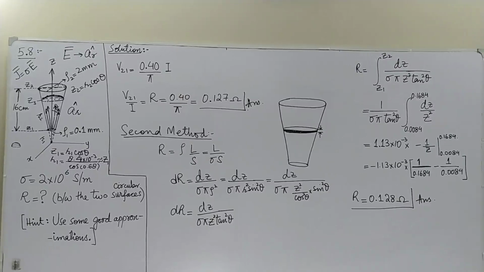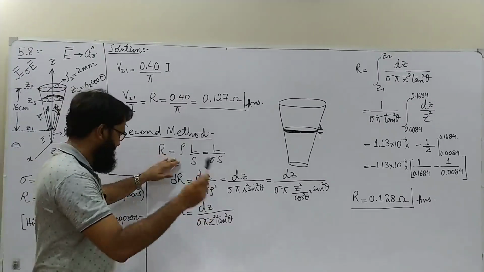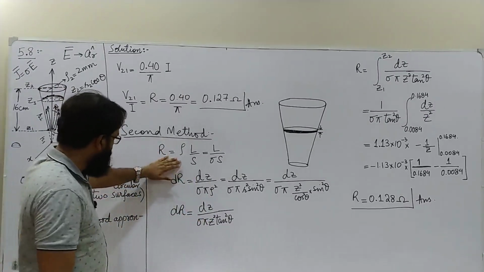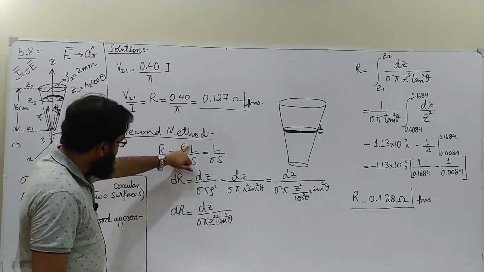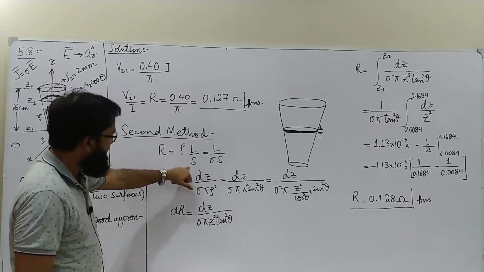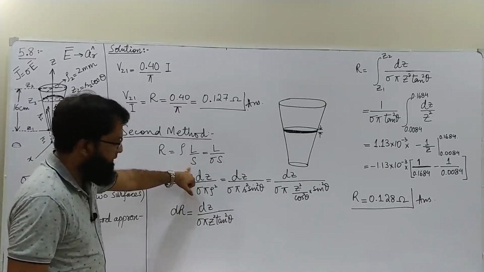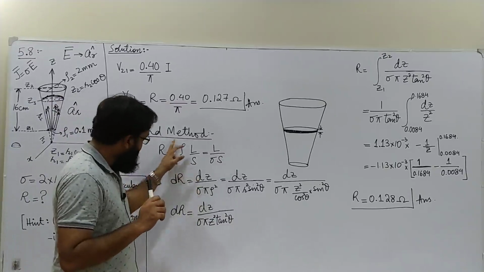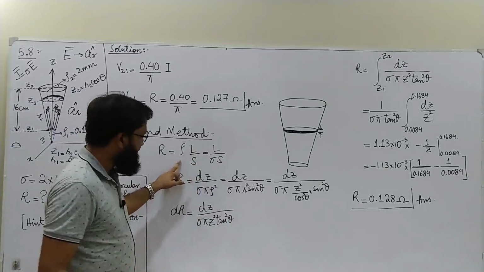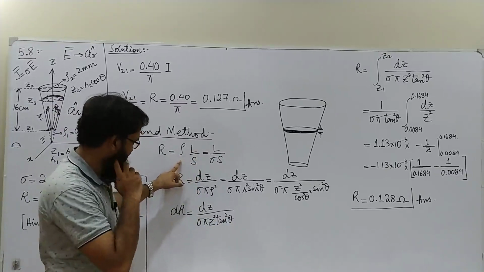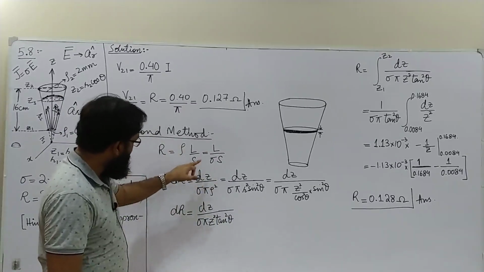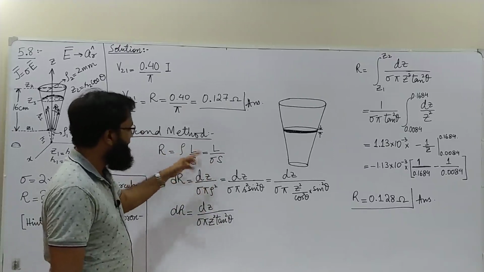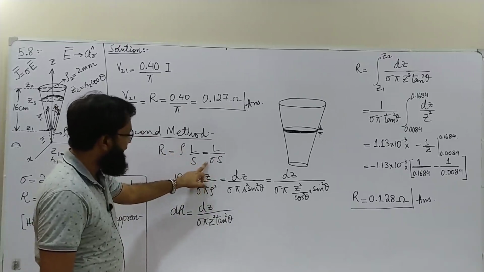All right, so the second method is relatively simple, which makes use of the well-known expression which we had already derived in our class lecture, that resistance is equal to resistivity times length of the conductor divided by the surface area of the conductor. Remember that this expression we got while considering a circular conductor, where 1 upon rho is sigma, or 1 upon sigma is rho, the conductivity.